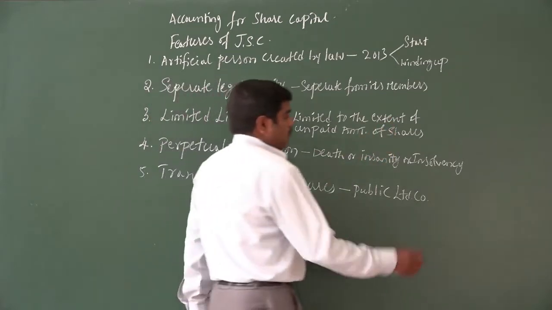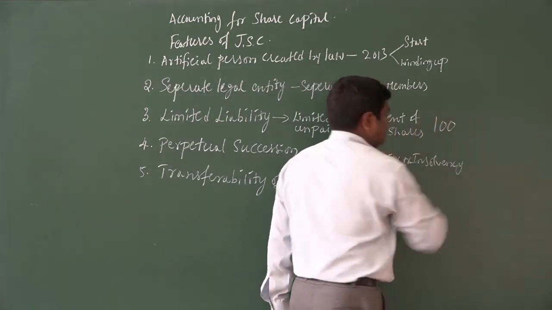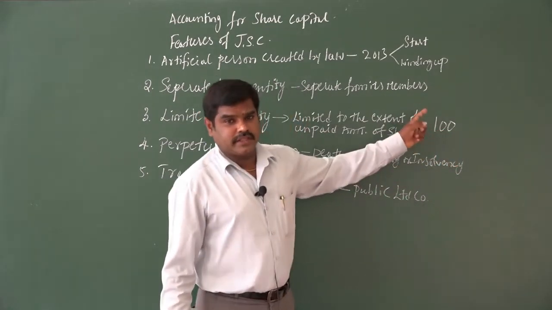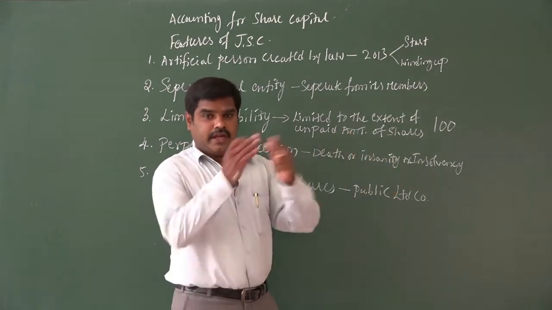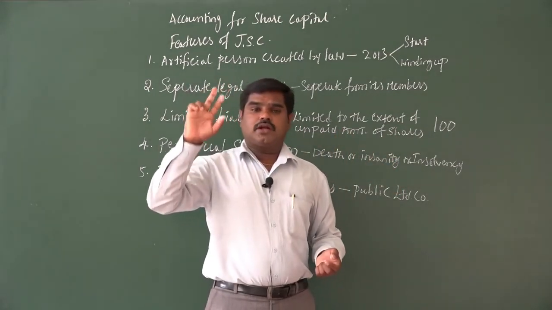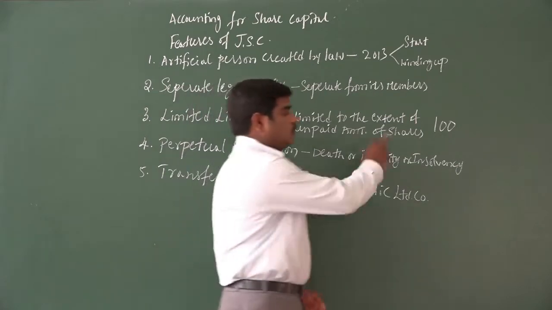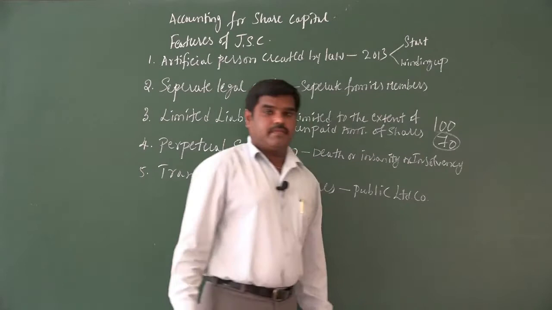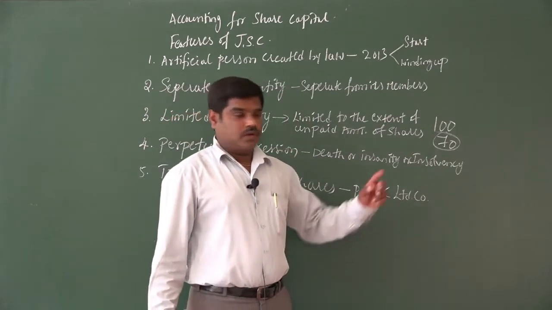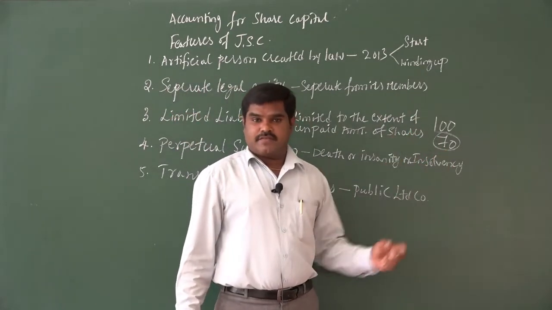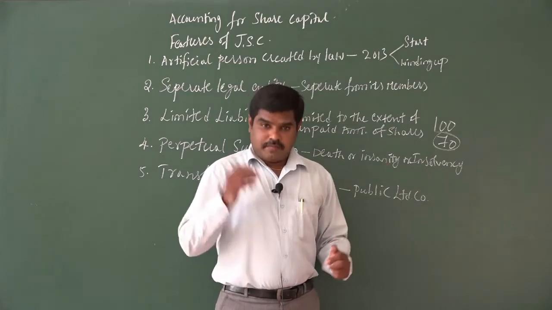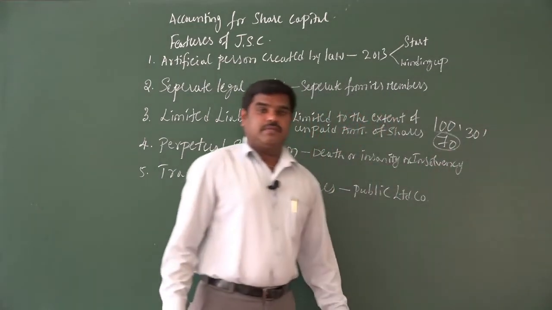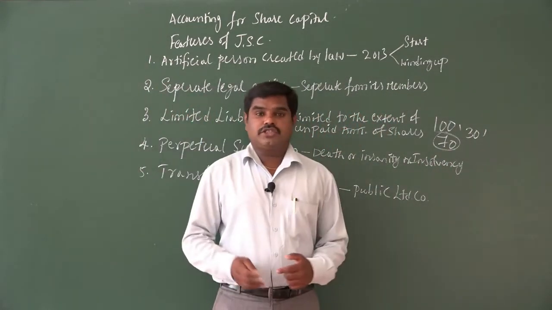For example, a share value is 100 rupees. Company will not take this 100 rupees in one installment. It will take it like application, allotment, first call, final call, like that. Out of 100, company has collected 70 rupees as share from the shareholder. But the remaining amount, 30 rupees, will be called in future.